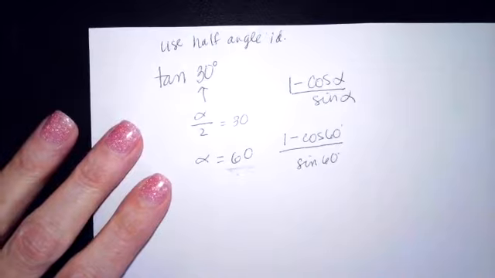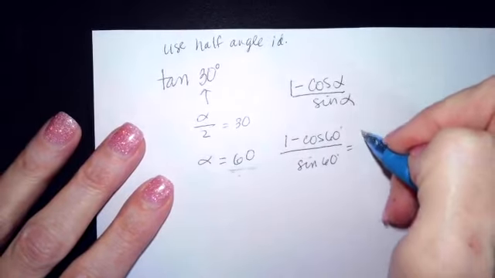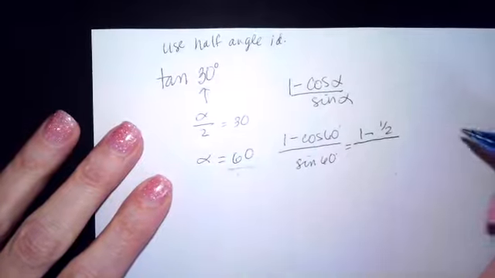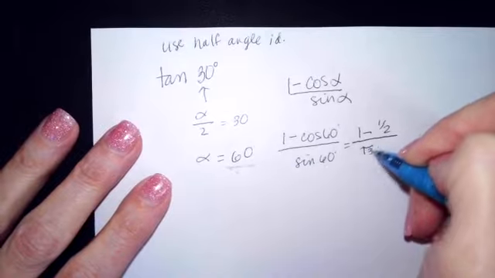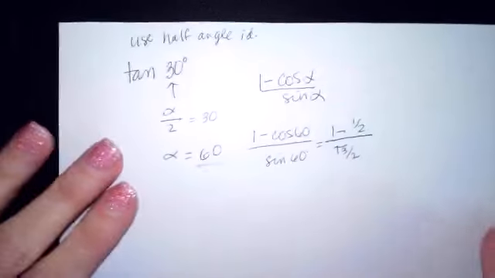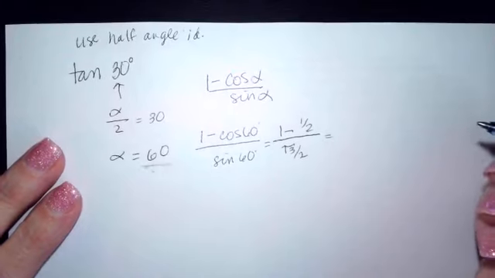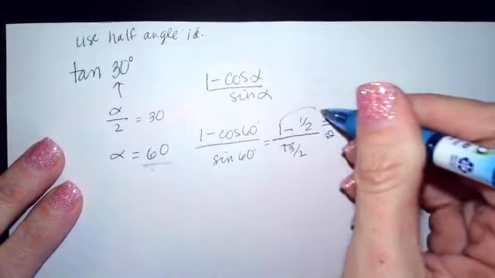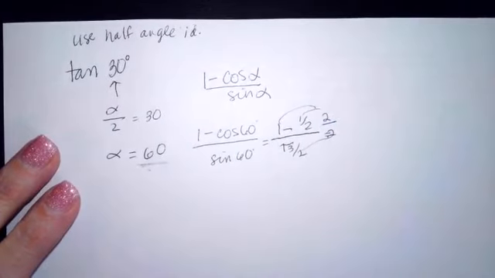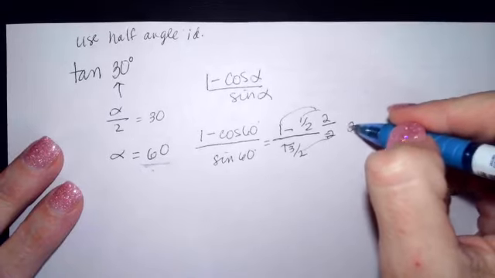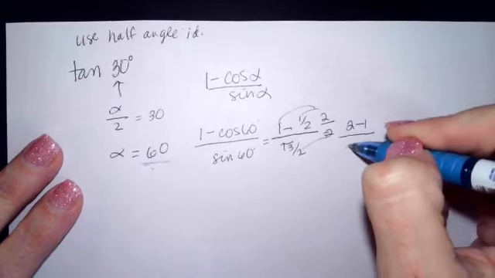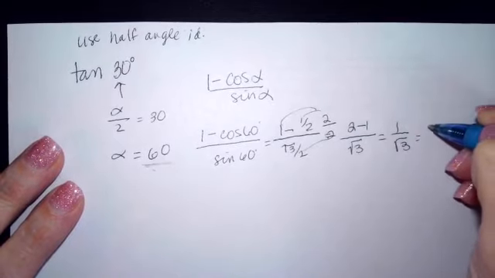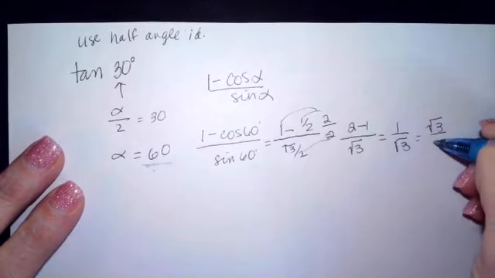All right, so that's going to be 1 minus, this is 1/2. And then in the denominator, sine of 60 is root 3 over 2. So multiply everything by 2 to get rid of the fractions. So we're distributing this to everything. So then we have 2 minus 1 over root 3, which is 1 over root 3, which is going to rationalize to root 3 over 3.